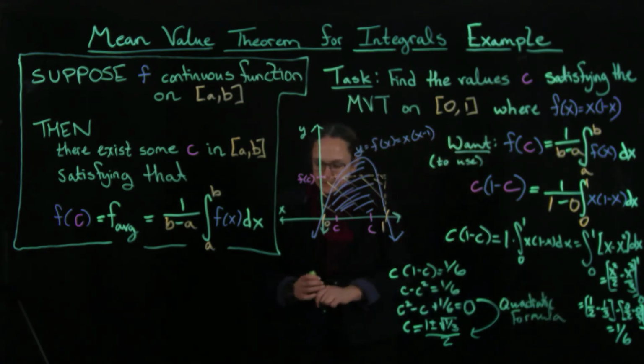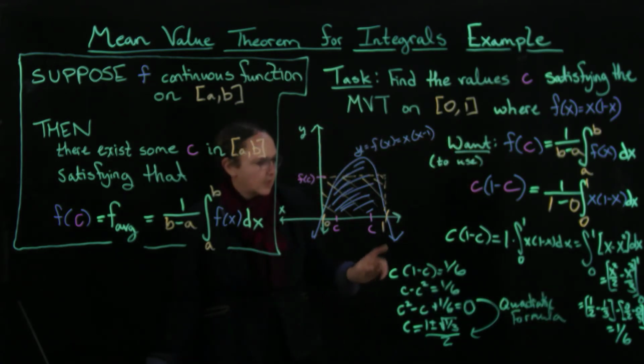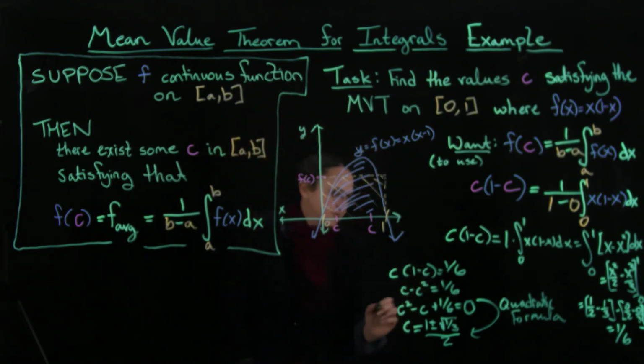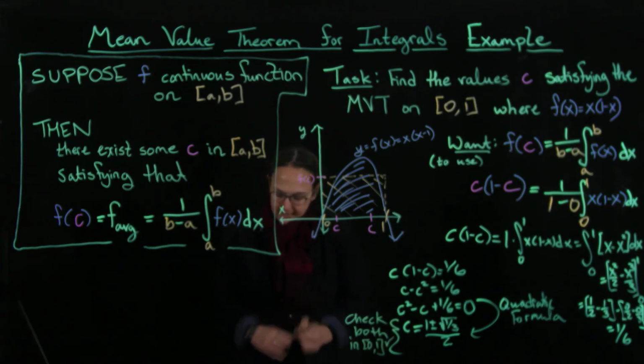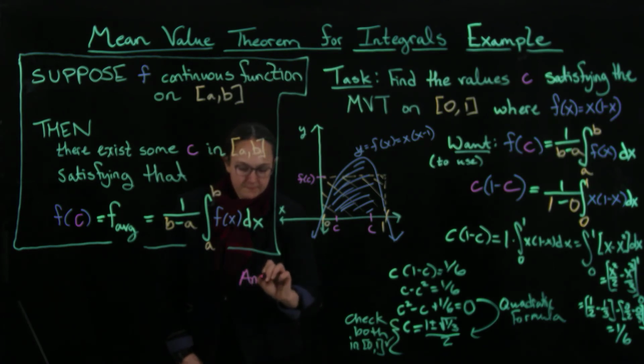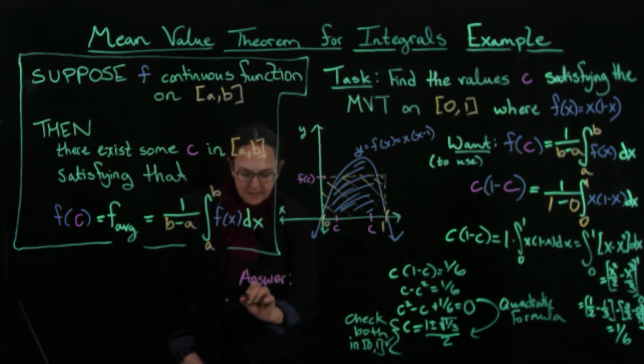Okay. And then the thing to now check is that both of these actually lie in our interval. So that's the next part. Check that both are in [0, 1], which they are. So I get a final answer, which is that c equals 1/2 plus or minus 1 over 2 times the square root of 3.